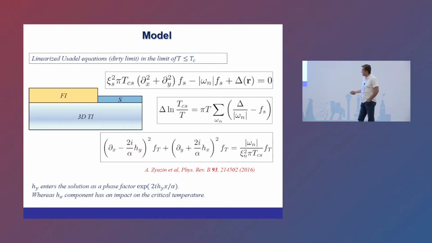And what I should also say, after calculations, we noticed that the exchange field, H, is a field of a ferromagnetic insulator or of a ferromagnet. Because we have a two-dimensional system, it can have two components, HY and HX, and HY is not important for us. It just enters as a phase factor and does not come into any physical variable. But the HX component has an impact on the critical temperature, for example, and on the diode effect and so on. So we just call it H in the end.